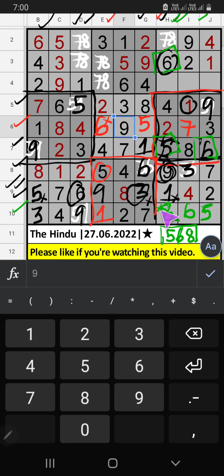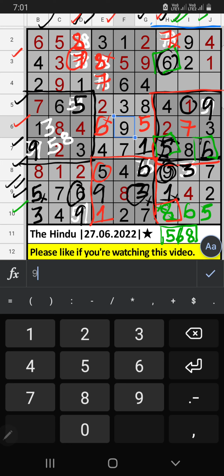Column H, we already have 8. So 8 can't come in this cell. 8 is confirmed here. Then 7 is here. Column D, only 1 number is remaining, 7 is confirmed here. Third row, we have 7, so 7 can't come in this cell. 7 is confirmed here. Then 8 is here.